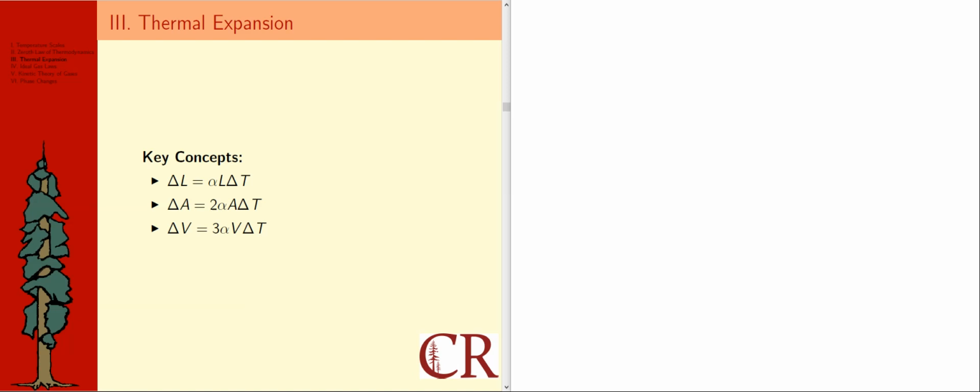A measurable effect of temperature on materials is expansion. In other words, as the temperature increases, an object actually increases in size. In other words, it expands. I have three formulas here on the key concept slide. The first one is for length expansion. So this is maybe the foundation of the other two formulas, it turns out.